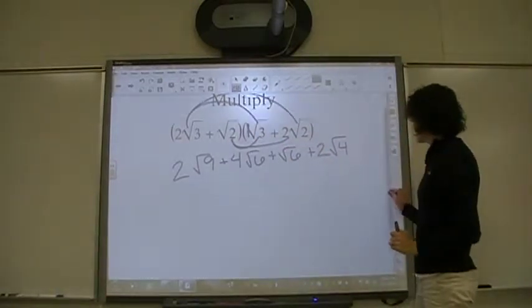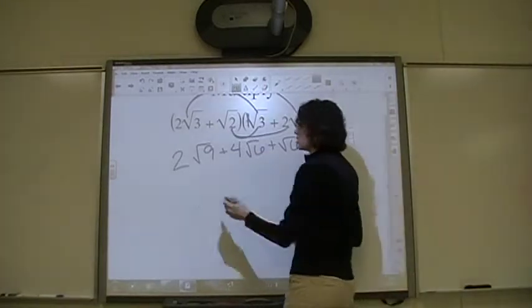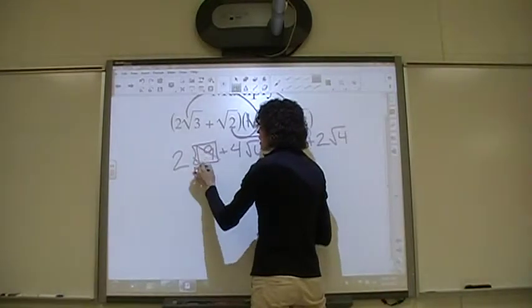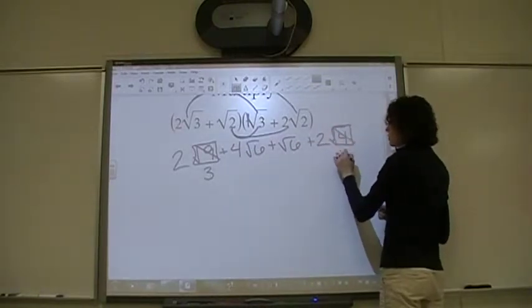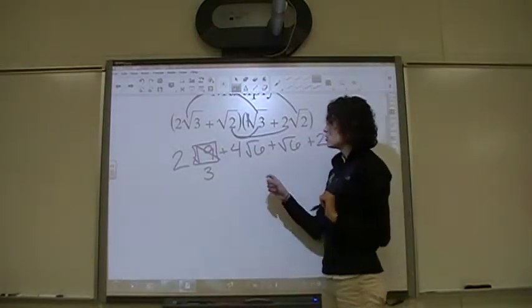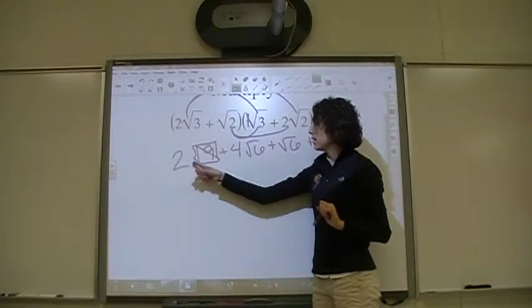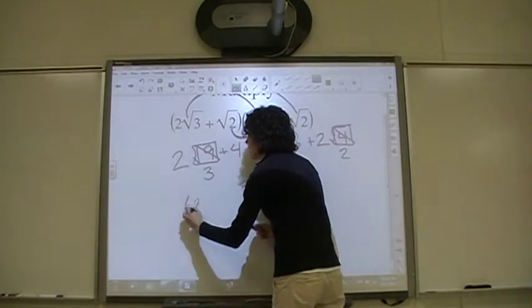Now let's go through and square off anything that is a perfect square. My 9 is a perfect square. Square it off and you get 3. My 4 is a perfect square. Square it off and you get 2. Okay? So you have to multiply these. All right? 2 times 3 gives me 6.